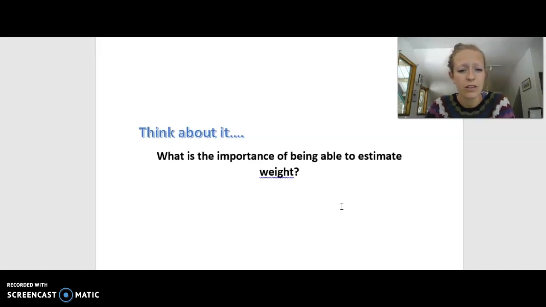And the last thing I want you to think about is, what is the importance of being able to estimate weight in the first place? Like, why are we doing this? I want you to think of different jobs or different scenarios or maybe different experiences you've had where being able to estimate weight has really come in handy. Go ahead and share your responses in an email or chat with a sibling or a parent or a friend. And try to think of how you would use this in real life.